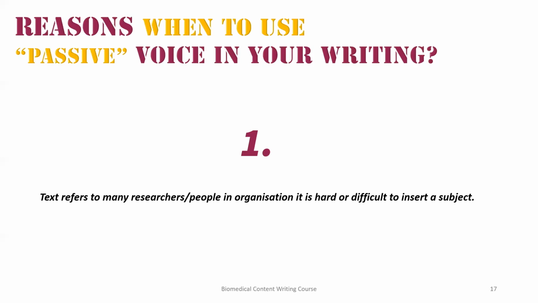So at that point where the subject is not clear, or it is hard to define the subject, then you use the passive voice. This is the first reason when we use the passive voice. It means it is difficult to find out or identify the subject.